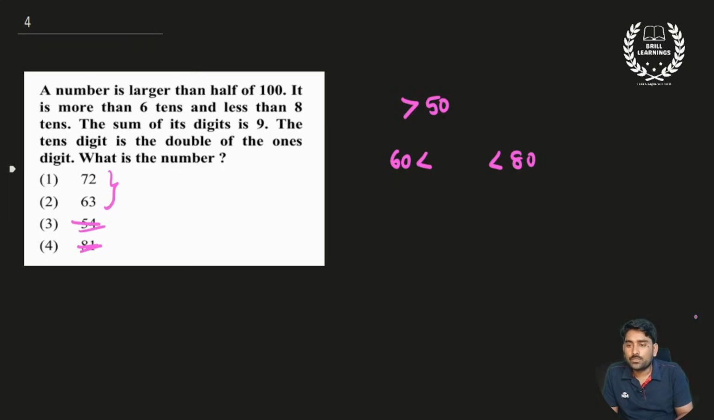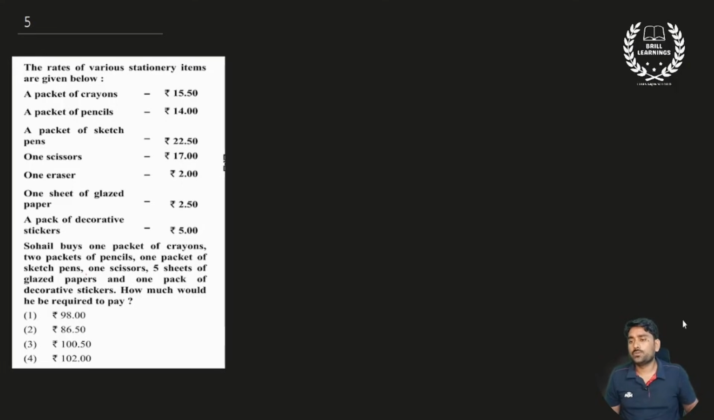Next, check the next statement. The sum of its digits is 9. These two options are following the third statement. And the last statement, the tens digit is double the ones digit. Take the tens digit, double of the ones digit. So option 2 is following. So 3 twos are 6. So option 2 is the right answer. Let's move on to the next question.